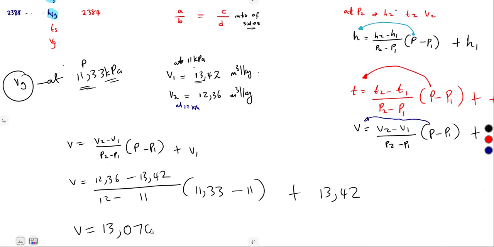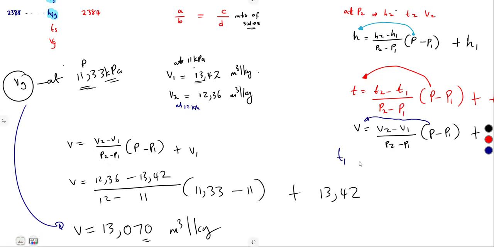All right, so this is what I obtained. To 3 decimal places, we can just leave it as 13.070, which will be cubic meters per kilogram. That is going to be your VG at that pressure. So you can even use it for temperature, the same thing.